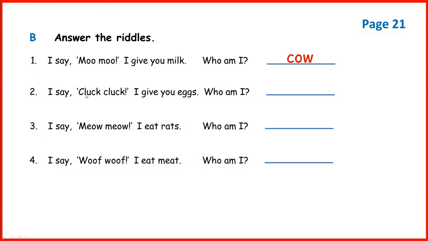Number 2, I say cluck cluck, I give you eggs. Who am I? Yes, I am a hen. Number 3, I say meow meow, I eat rats. Who am I? I am a cat. Yes. Number 4, I say woof woof, I eat meat. Who am I? Yes, you are right, I am a dog.